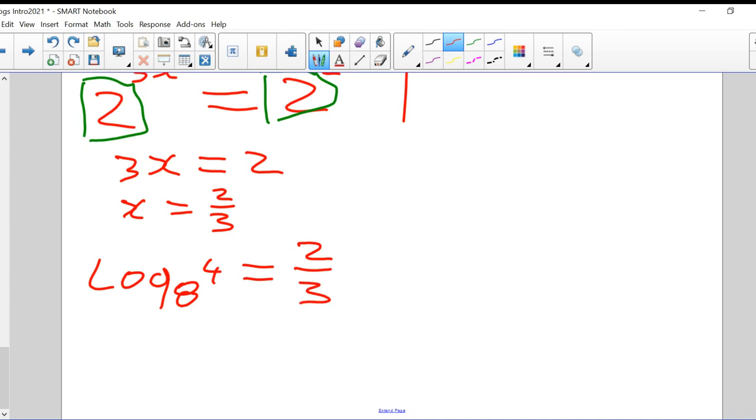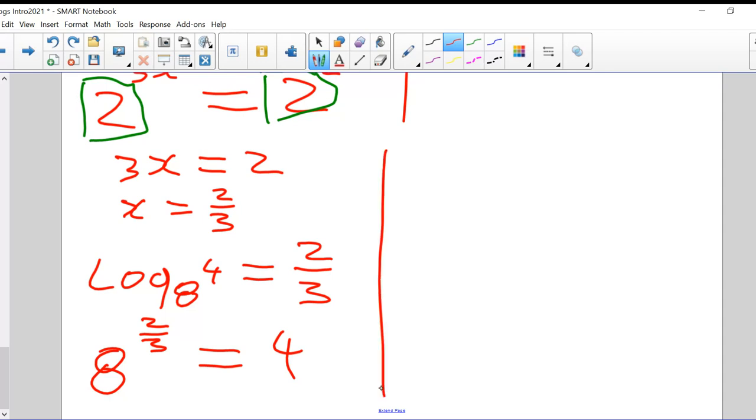Now, how can I justify that answer? How does that answer make any sense? Well, I'm going to write down what this implies as an exponential form. What this is implying is that 8 raised to the power of 2 over 3 is equal to 4. Right? That's what it's implying.